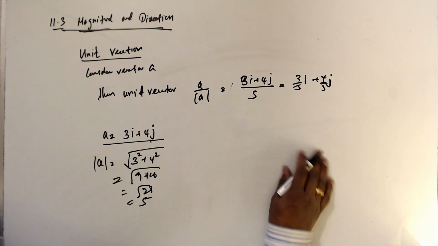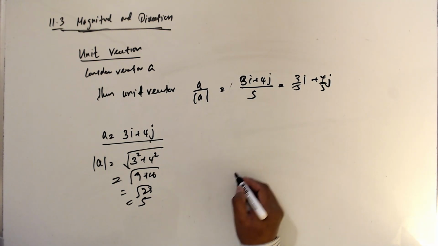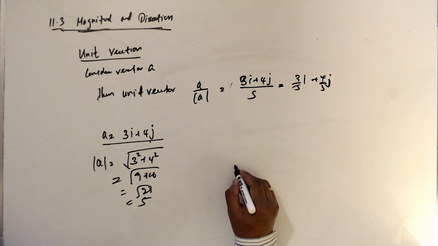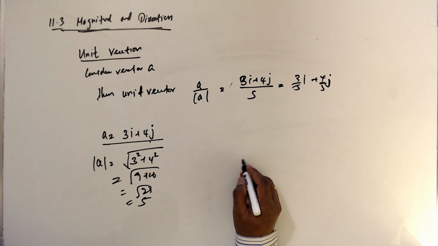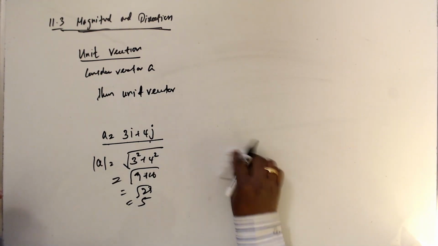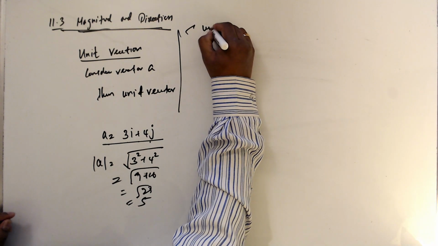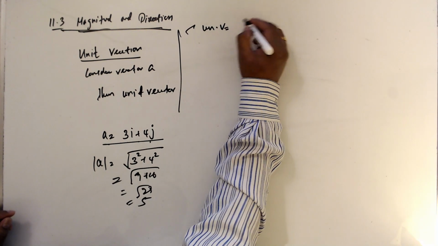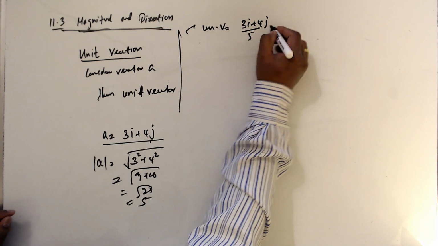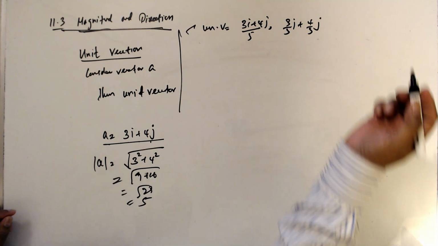What is the idea behind this one, unit vector? Okay, I'll draw this one. Actually, I'll write the answer first. So unit vector is 3i plus 4j divided by 5. So 3 over 5 i plus 4 over 5 j.